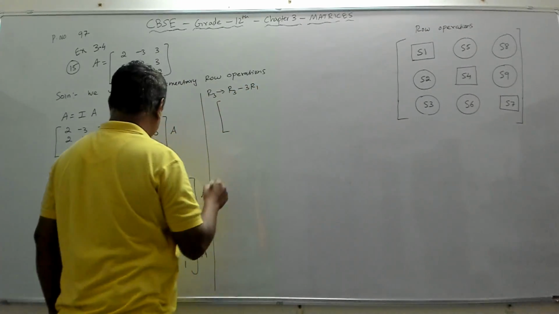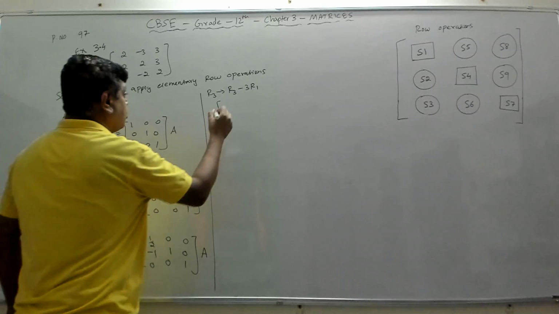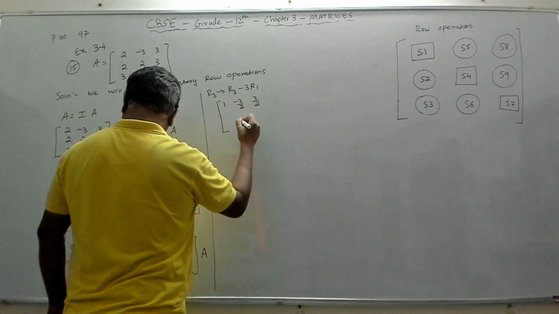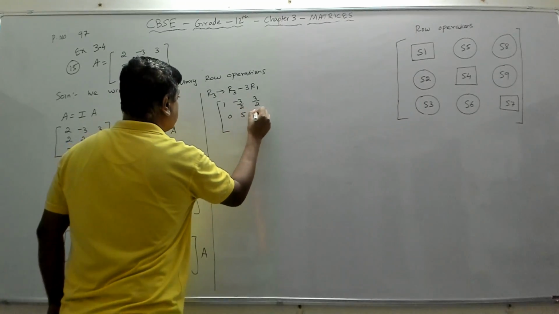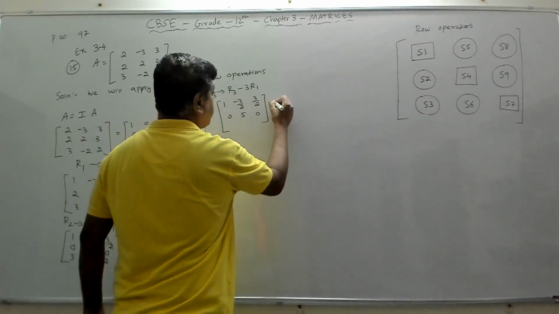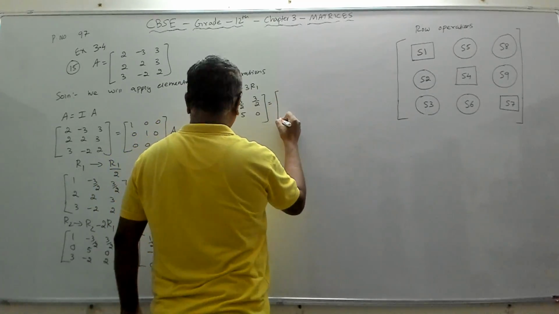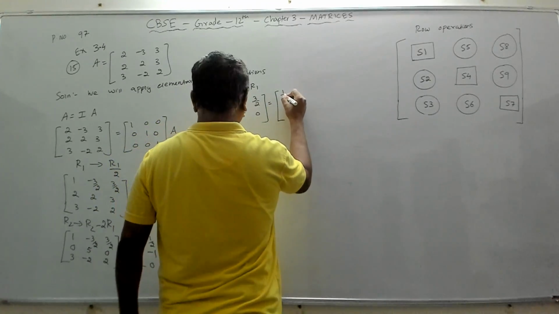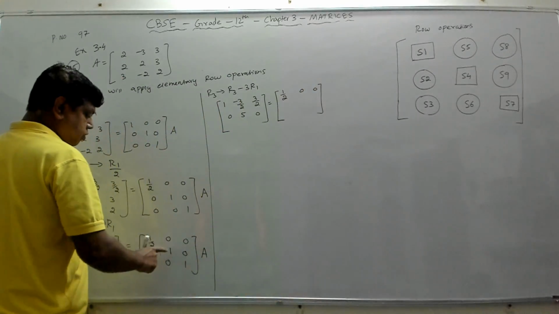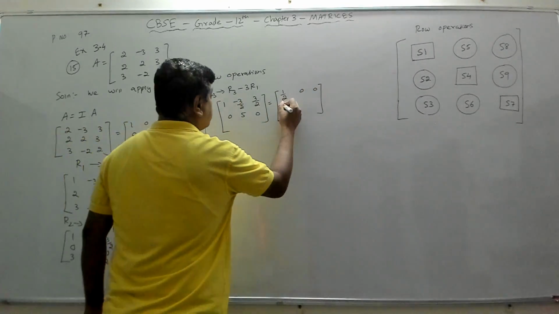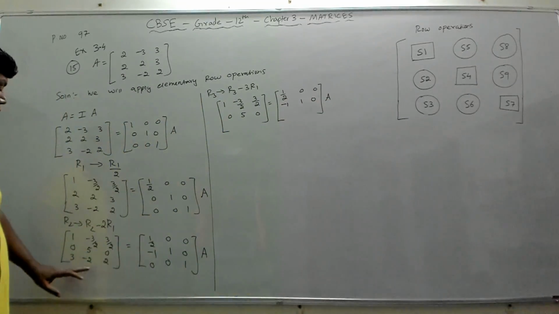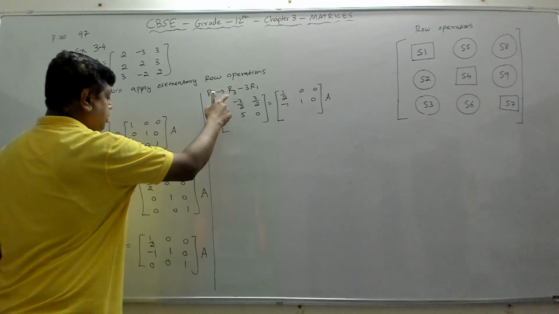Then what will happen? I will write my first row: 1, minus 3 by 2, 3 by 2. Second row is 0, 5, 0. And the third row is going to get changed. So here also I will write my other two rows, the first row and the second row: 1 by 2, 0, 0 and minus 1, 1, 0. Then A. Third row is getting changed. So we have to apply this onto this.